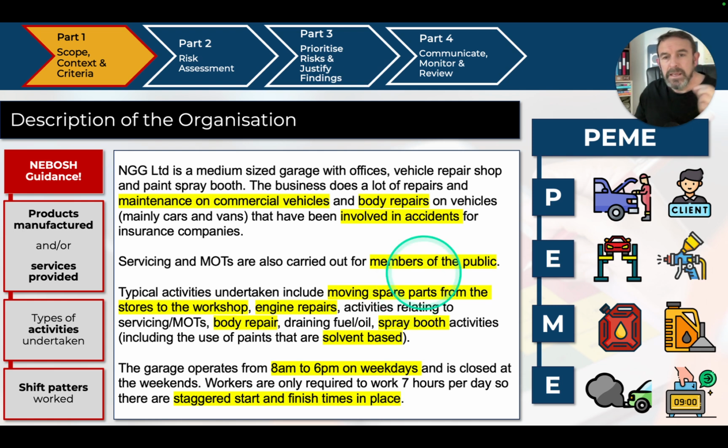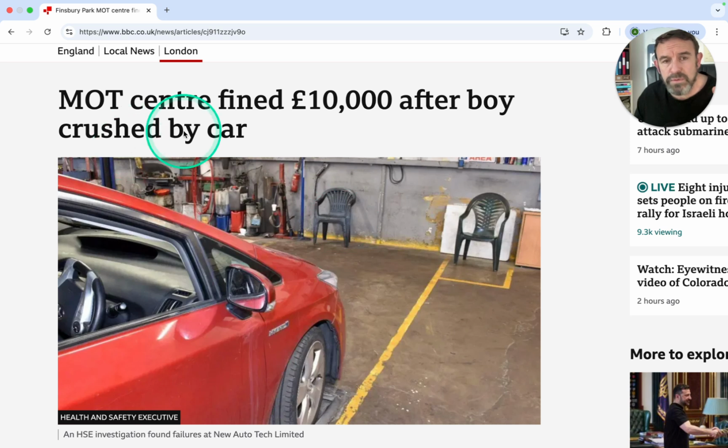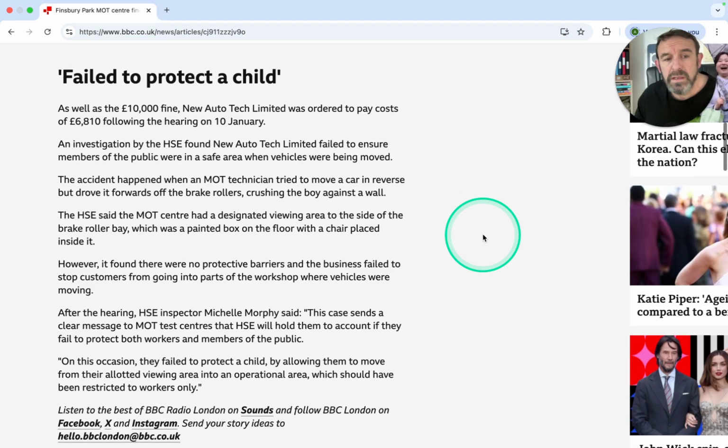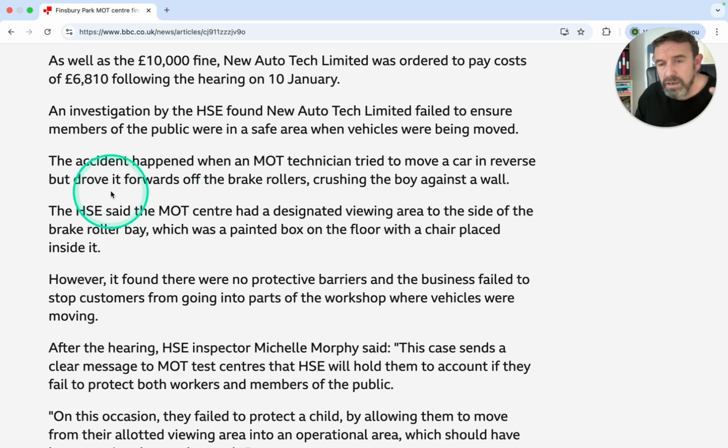So it's a good thing when we're writing this up, but this is our planning tool as well. If we look at people, client, we haven't got to go far on our research. MOT centre fined £10,000 after boy crushed by car. When we read through this, the accident happened when an MOT technician tried to move a car in reverse, but drove it forward. The HSE said the MOT centre had a designated viewing area to the side of the brake roller bay, which was a painted box on the floor.